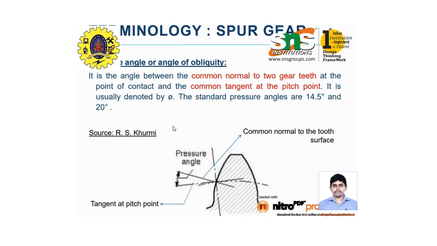It is usually denoted by phi, and the standard pressure angles are 14.5 degrees and 20 degrees. These are the standard angle values of the teeth for standard gears.